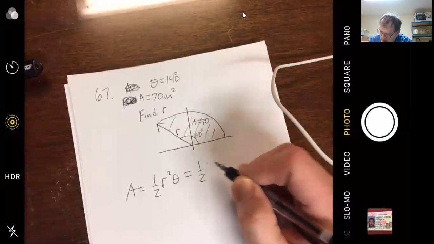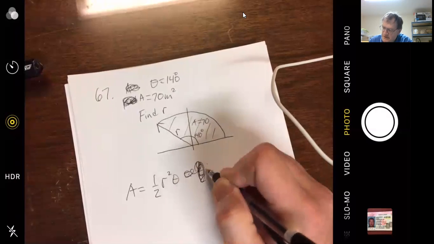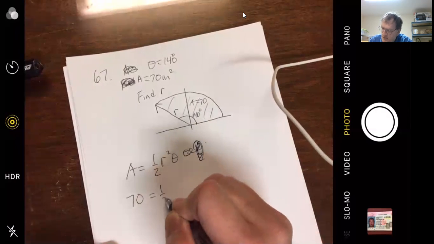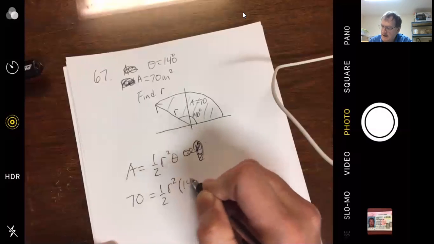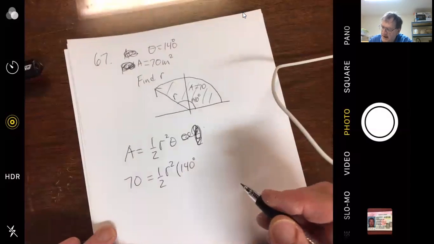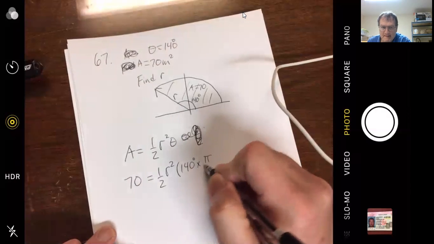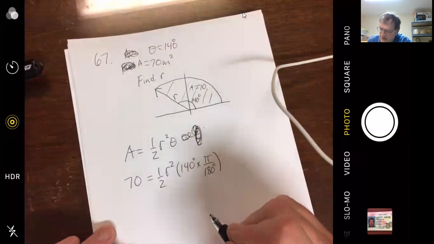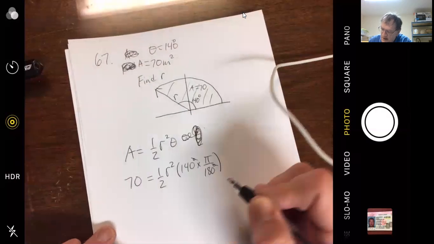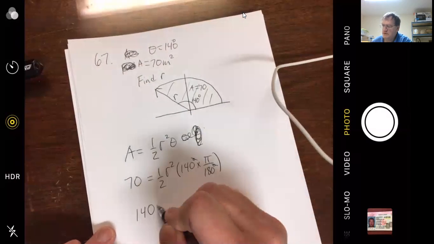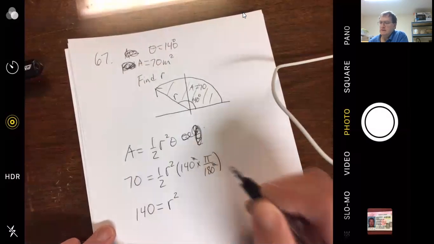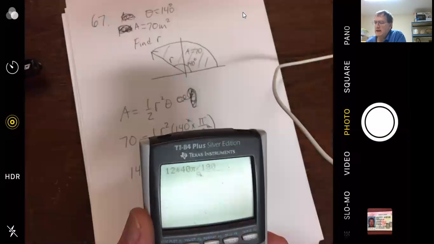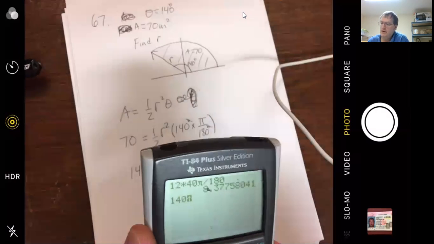I'll just go ahead and plug and chug the numbers here. So the area is 70, R squared times 140 degrees. And once again, multiply that by pi over 180 degrees to get it to radians. Okay, you multiply both sides by 2, giving you 140. If you want to get the number here, 140 pi divided by 180, 2.443.